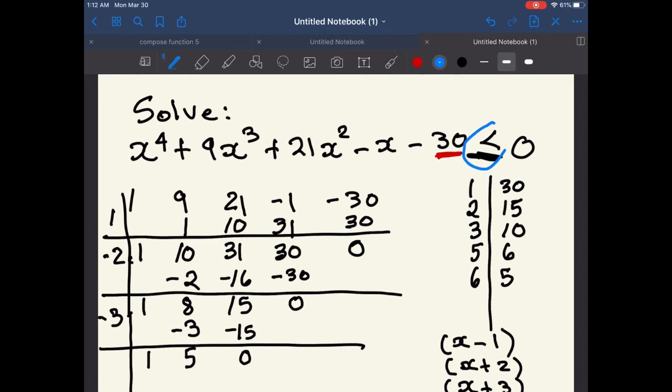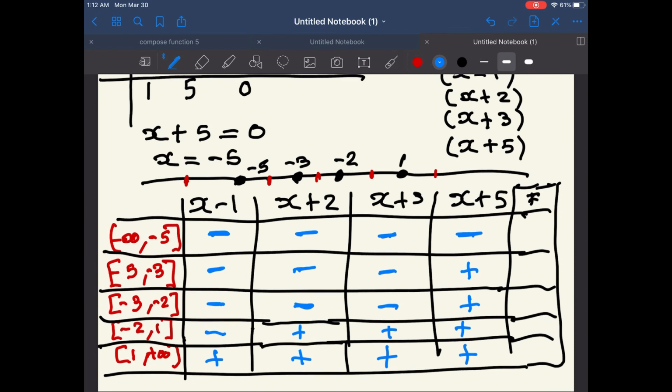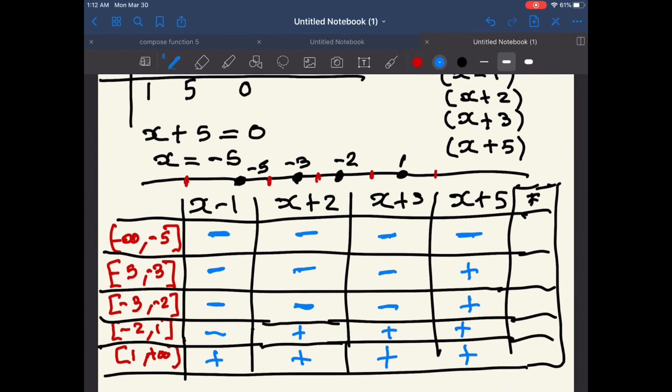And now when I multiply the factors, remember my question is where the function is less than 0. Negative times negative times negative times negative is positive. Negative times negative is positive, times negative is negative, times positive is negative. And positive times negative times positive is negative. And here is positive.